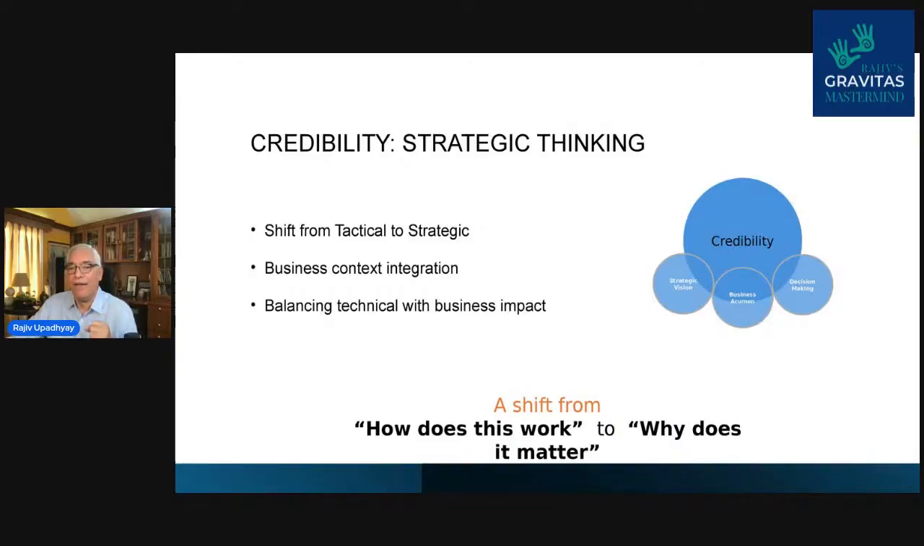Now, can you imagine if you were to be in the presence of a senior executive and you were to be talking more about your functional expertise rather than about the strategic initiatives and issues which are critical to the organization? What do you think the senior leader is thinking about you in that moment?